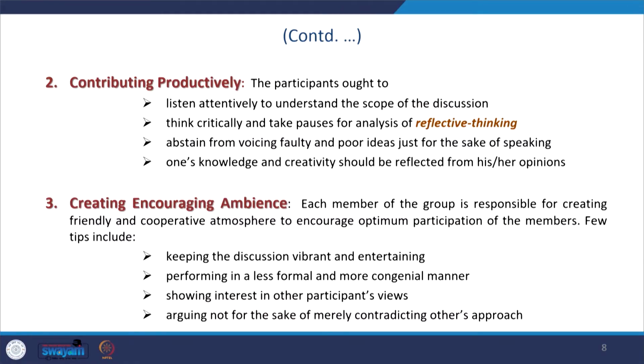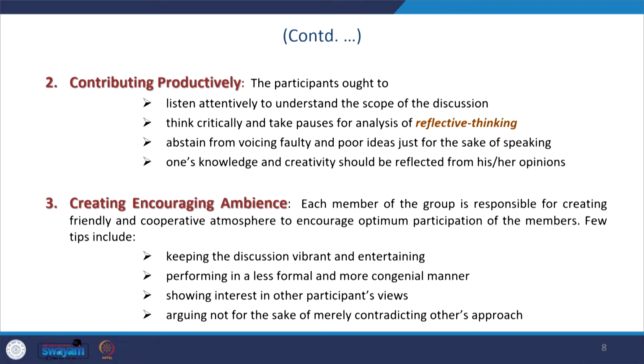Now, if the discussion has been initiated, how can a participant contribute creatively? What are the ways? So, the participants first have to listen attentively to the topic, because most of the topics of the GD are crafted in such a manner that if you simply look at the sentence, you can get many of the clues. So, listen to the topic carefully, then think critically, wait for some time, take some pauses and wait for the analysis of reflective thinking.